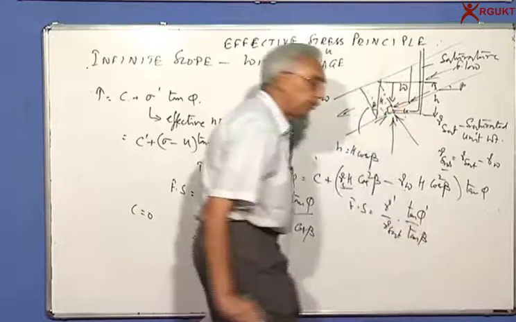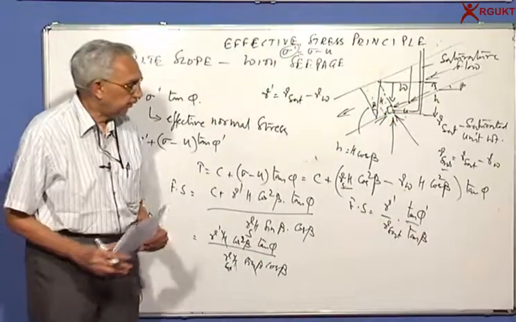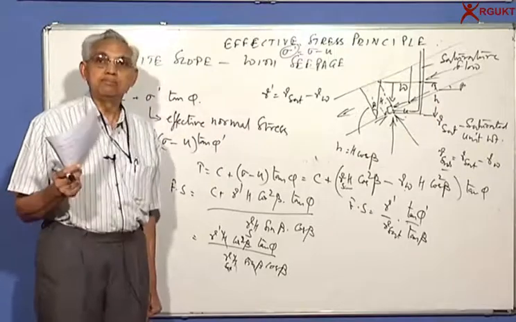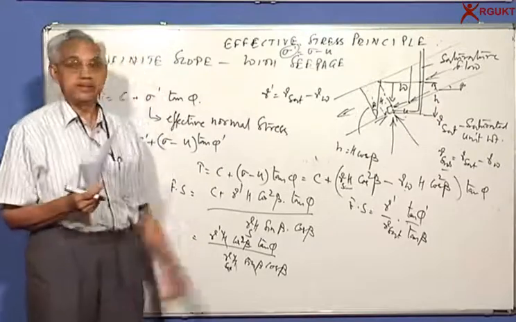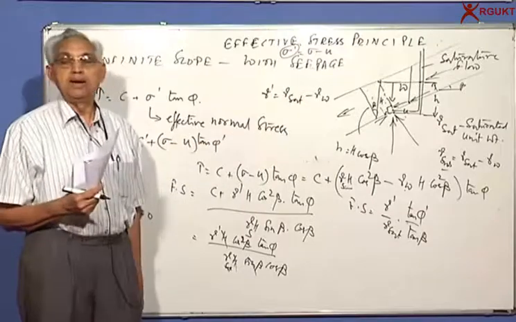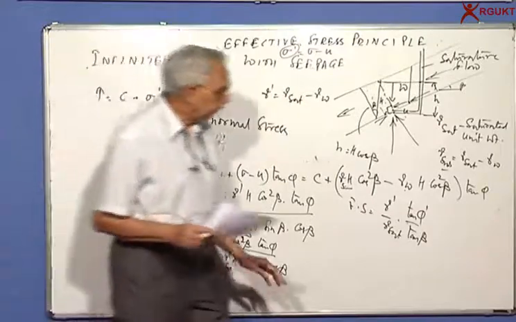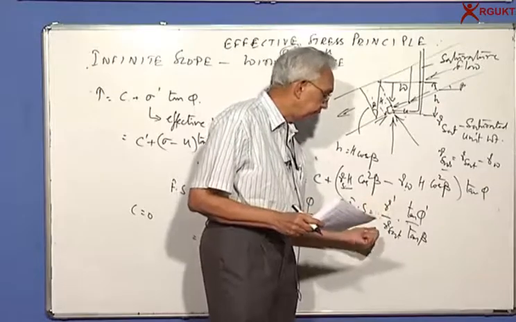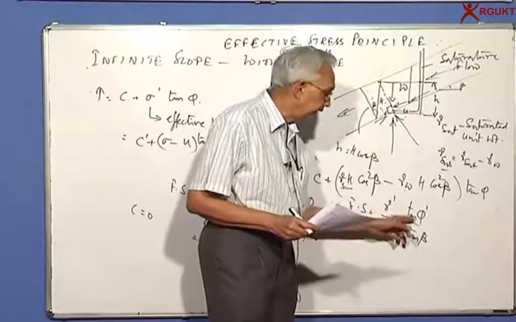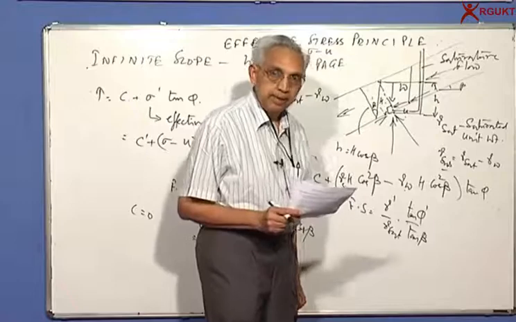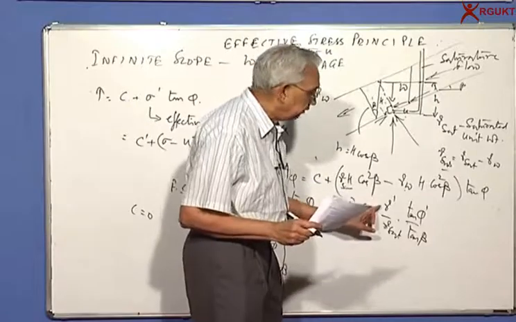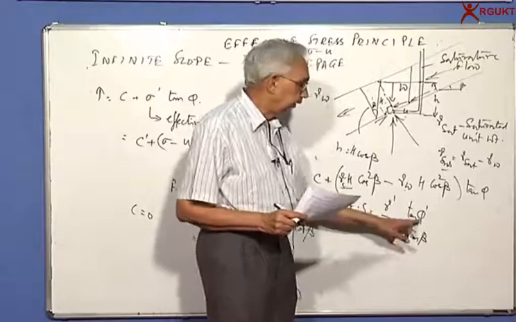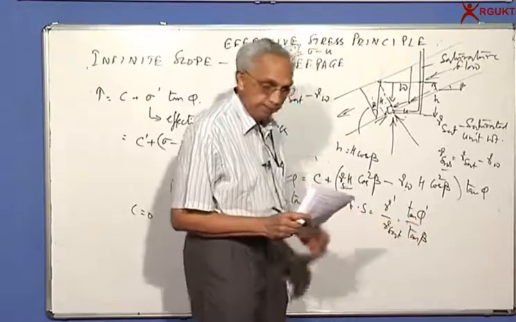You get one of the most simple, elegant solutions which will tell you what happens if the same slope gets saturated and there is a flow along the slope. Earlier we said if it is a dry slope, unit weights are the same and we cancel them, you will get tan phi by tan beta. If it is saturated, you will find gamma submerged by gamma saturated into tan phi by tan beta.